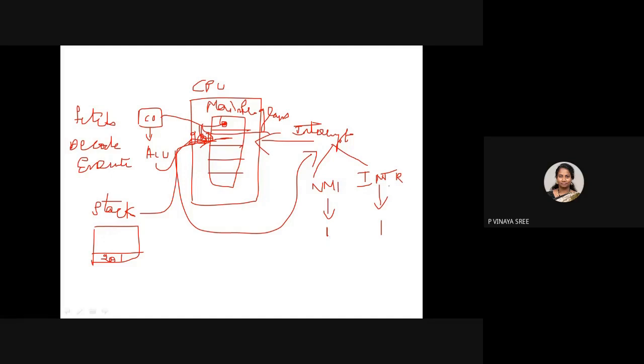But if it is activated with the pin INTR, then it decides whether to provide service or not, which is maskable. So how can we mask? With the help of a flag register bit IF. So this can be masked. Even if this is high, if it is masked, it will not provide a service. So IF will decide.